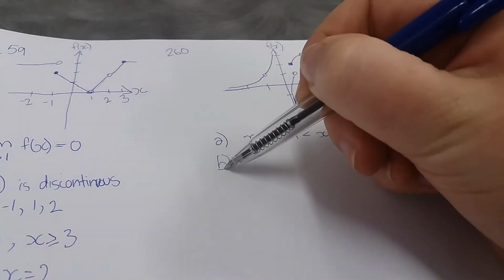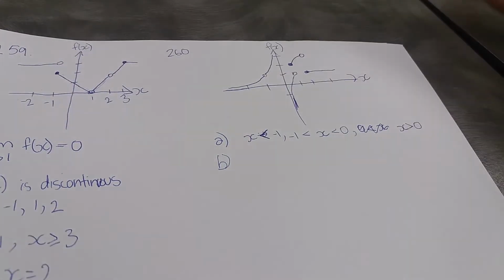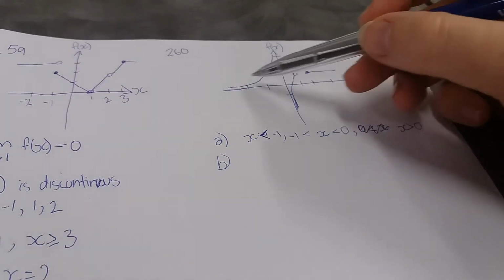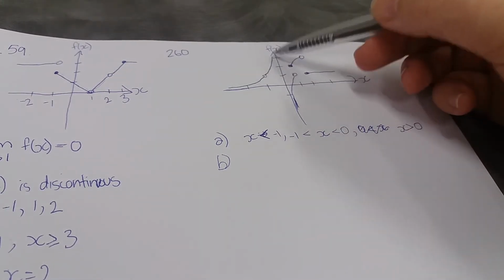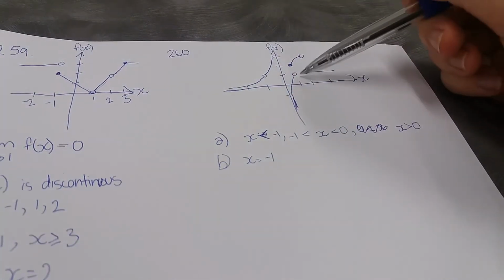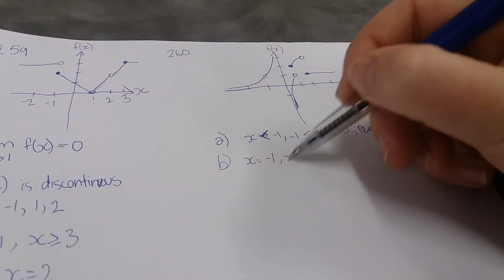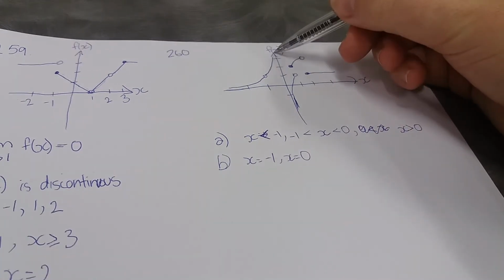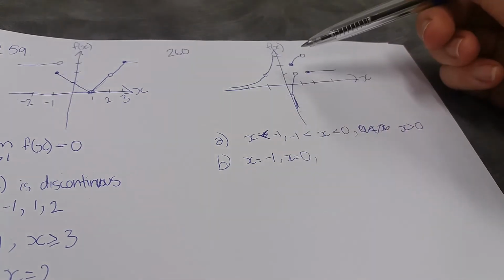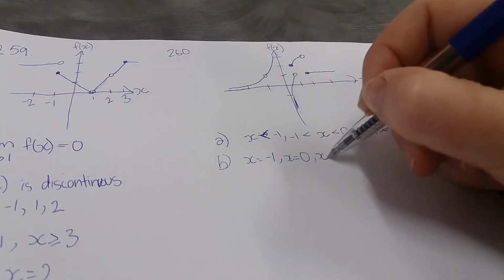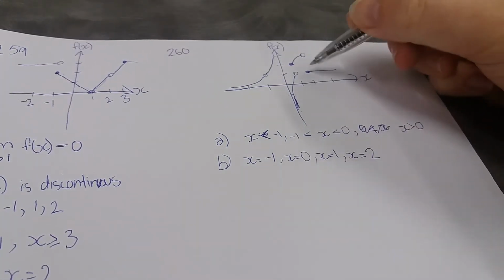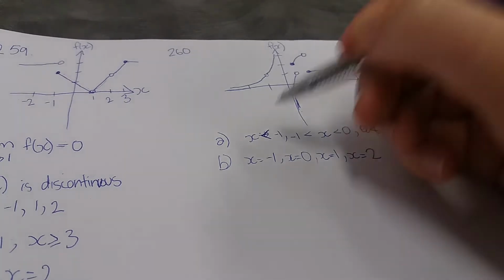Part B. Give the values of x for when the function is discontinuous. Okay, so that's all these points where we have to move our pen off the page. So there's 1 there, so we've got x equals -1. There's another one at x equals 0, because we have to move off the page to come back down to here. And then there's another one here, we have to lift the pen off the page, so at x equals 1. Another one at x equals 2. And then the rest of it is continuous.